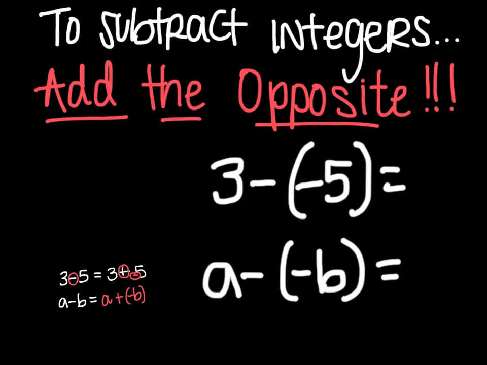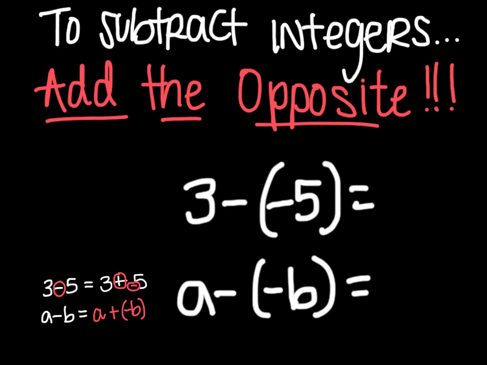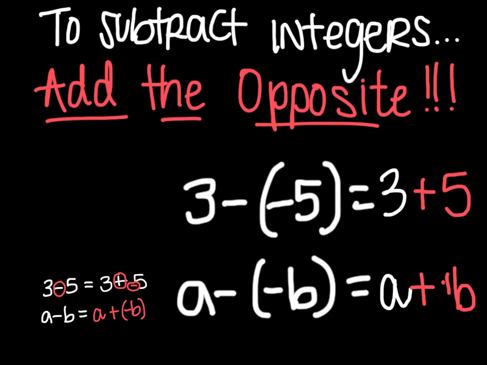Next one, this is just a quick overview. You're going to leave the first number. You never ever change the first number. So that's going to stay a 3. And then you add the opposite. The opposite of negative 5 is 5. Same with variables. First one never changes, and then you add the opposite, and the opposite of negative b is positive b.